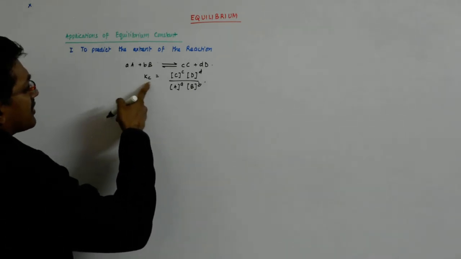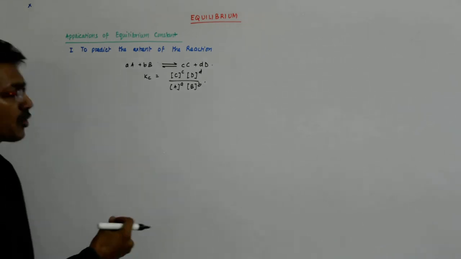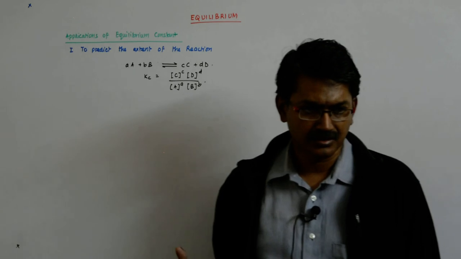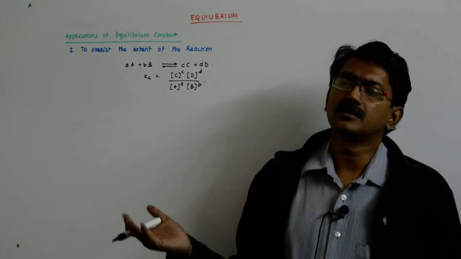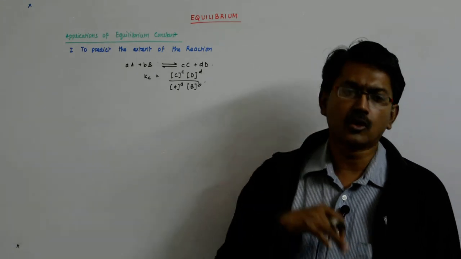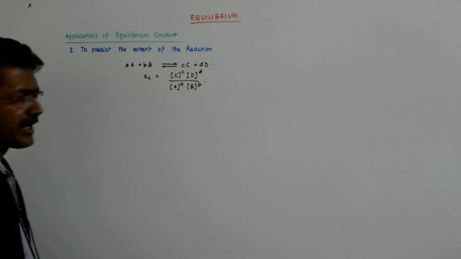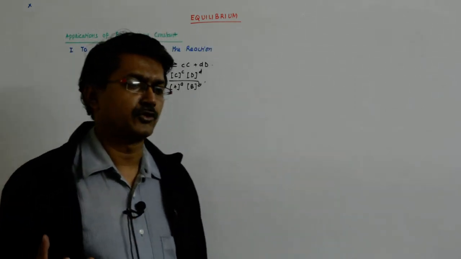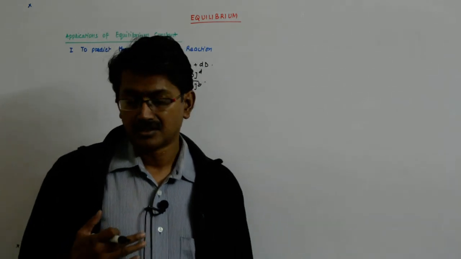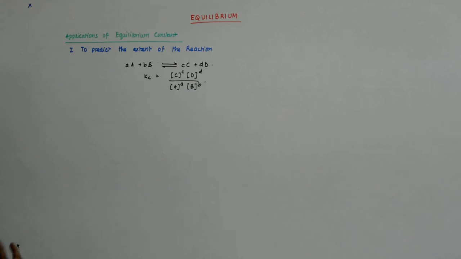And what happens if this value is higher? We mean to say that there is more of products and less of the reactant. So that means the reaction is more towards the forward direction, right? More in the forward direction. Similarly, if it is very, very less, then there is more towards the reverse direction and less towards the forward. Okay? But there is no kind of cutoff when you say that it is appreciable, when you say that it is not appreciable. So still we try to objectify it by putting a cutoff value on the value of Kc, but there is no such watertight compartment.